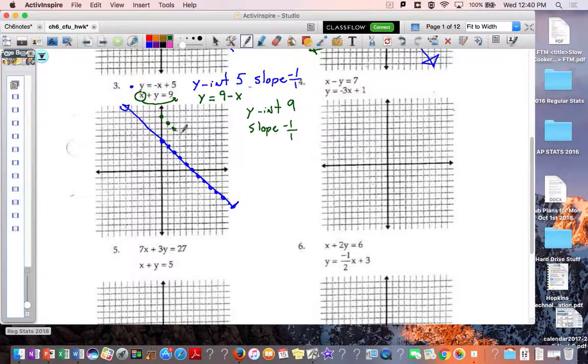But my slope happened to be the same. And some of you might be going, well, Mr. Bartz, if I have the same slopes, we know from back in chapter 1 and chapter 3, if lines have the same slopes, they're parallel. So this one we have no solution, parallel lines.